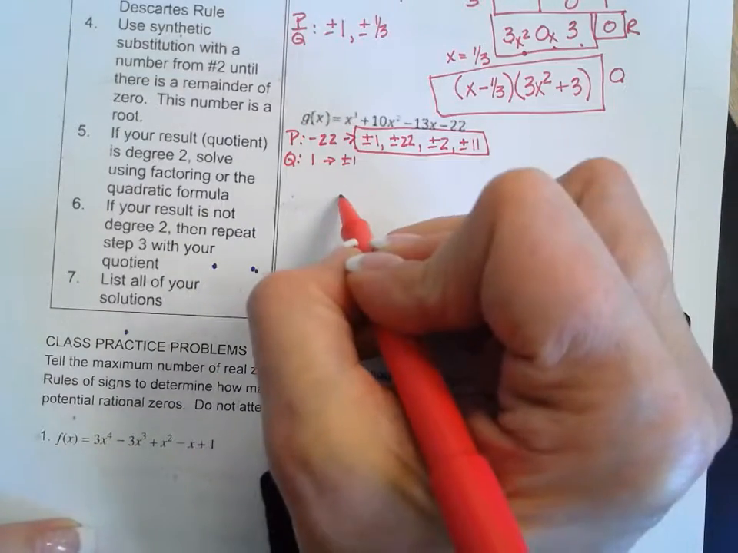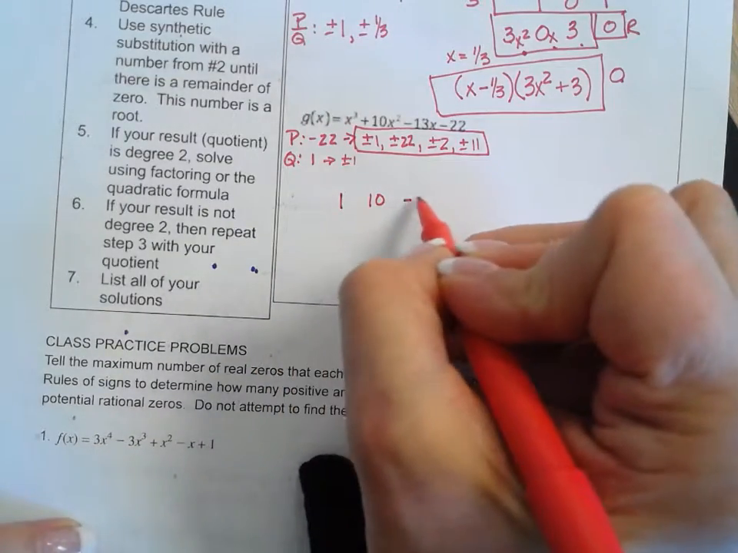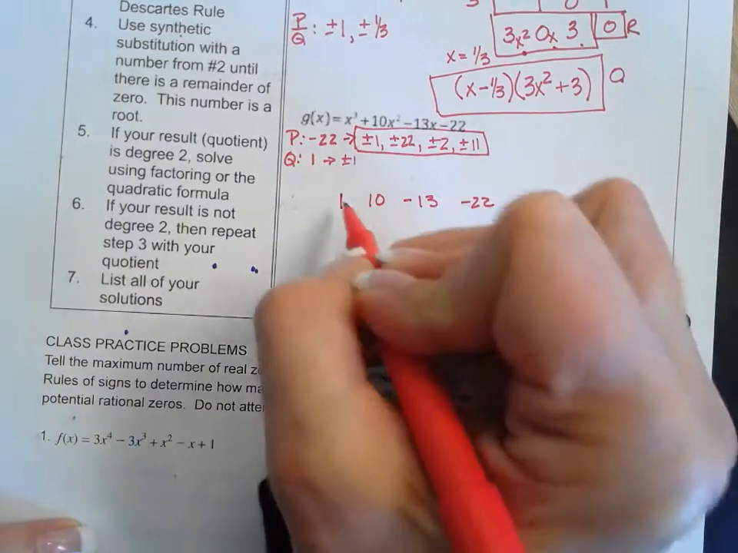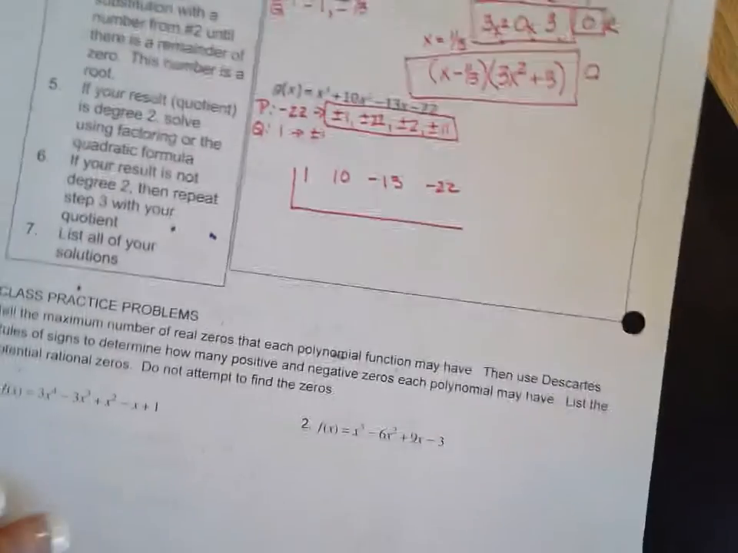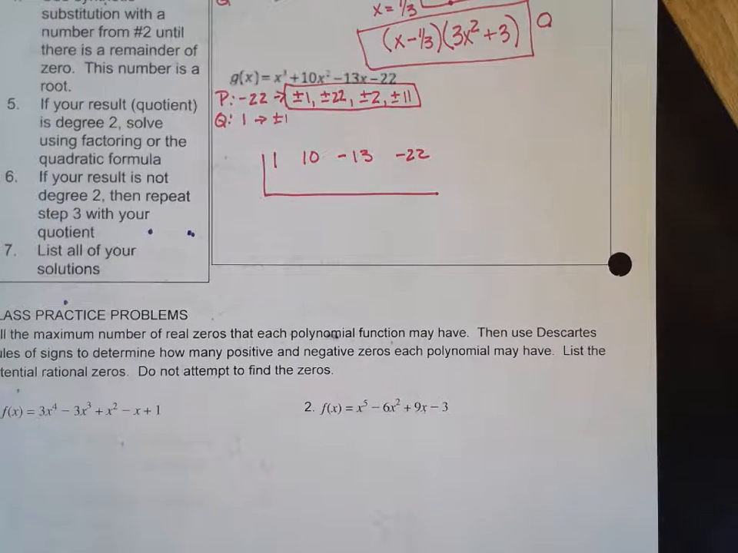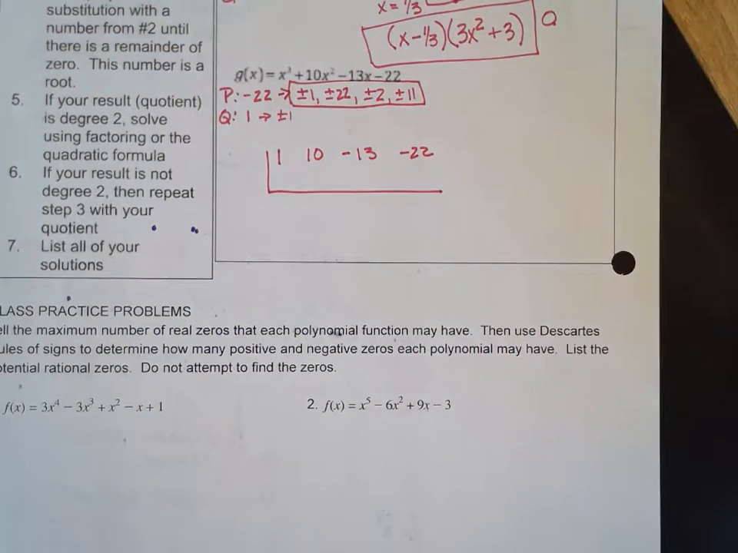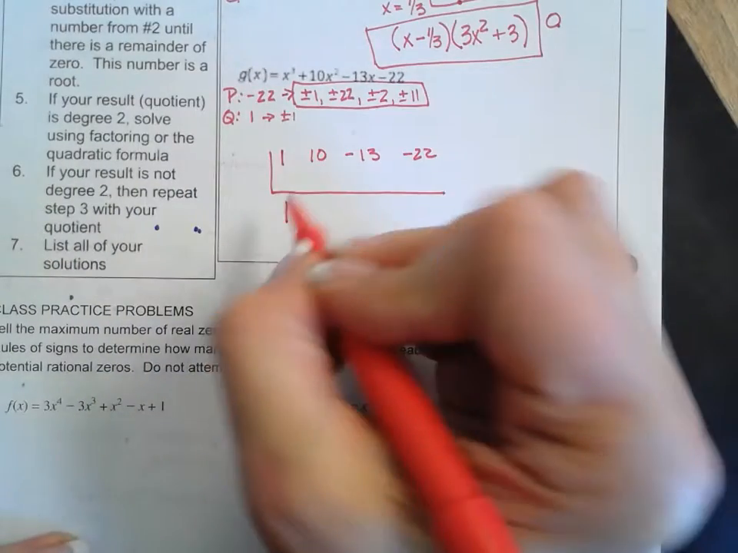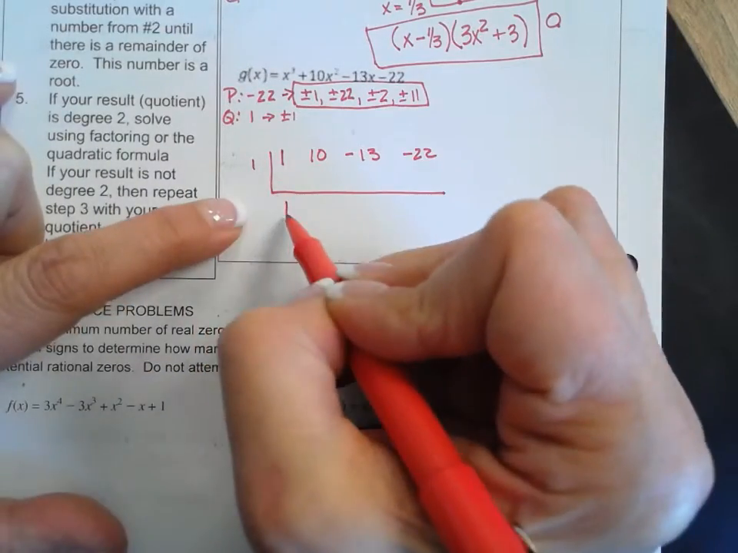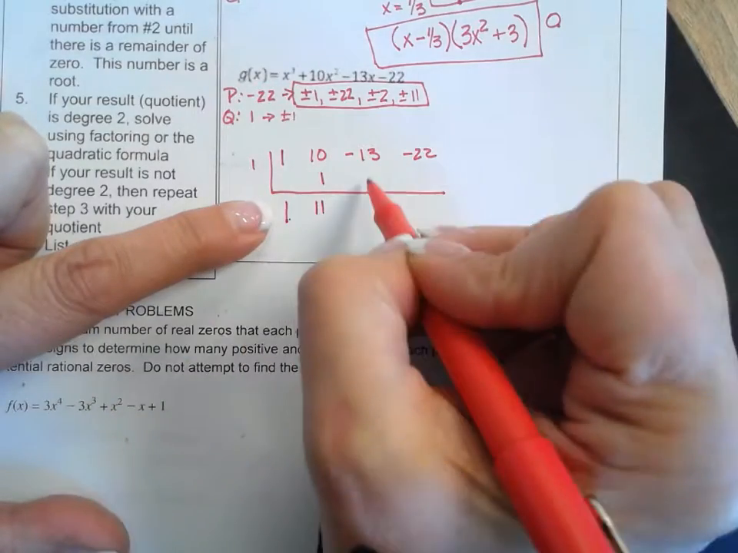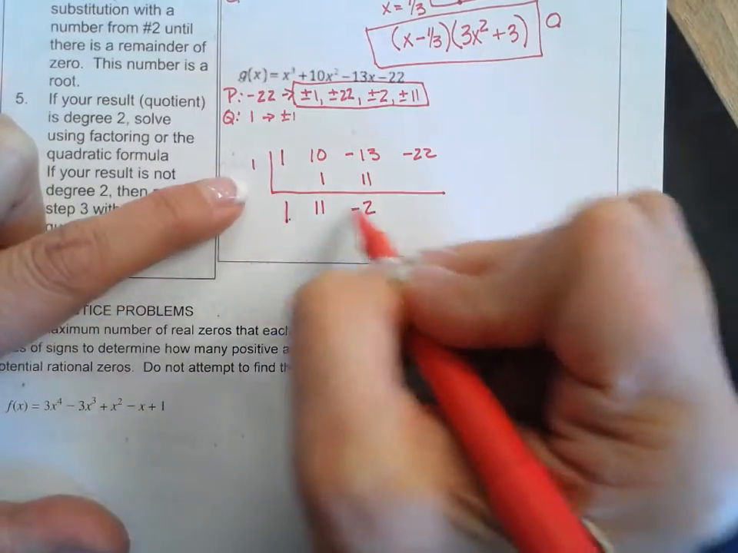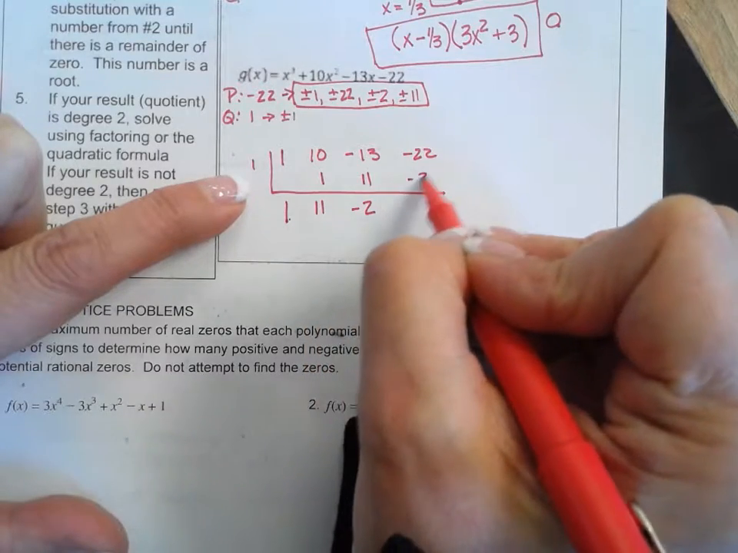All right, so 1, 10, negative 13, negative 22. What number do you think is going to get me to 0 down here? 1, 2, 11, or 22? Think about it. Start off with 1 and 1. That's going to be 1. That's 11. That's 11. That's negative 2. That's not going to work.